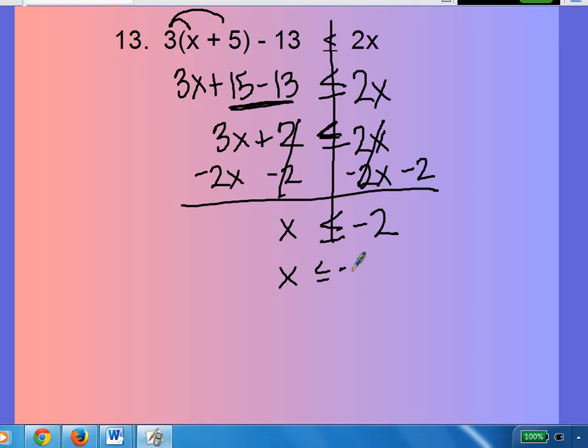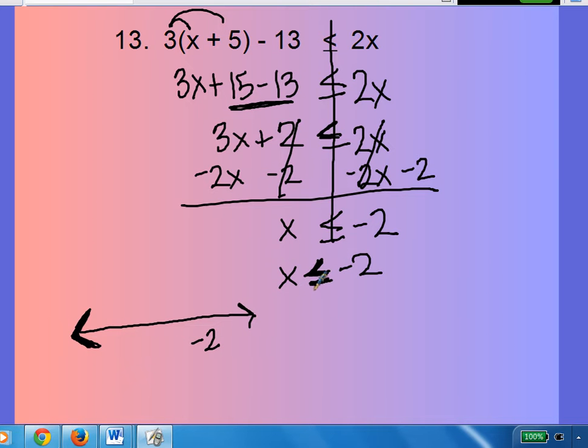Now, there you have it, folks. I believe that you're supposed to write your answers in interval notation, but let's go ahead and graph it first, and then we can write it in interval notation. Since it's pointing to the left, we know that we're going to be coming this direction to negative infinity, and negative 2 is going to be our boundary. So I'm going to go ahead and put my negative 2 there.